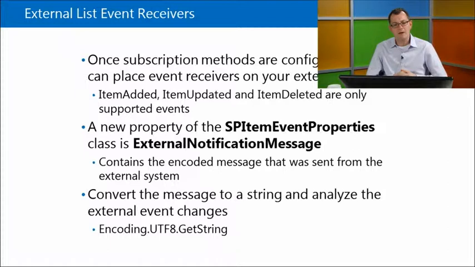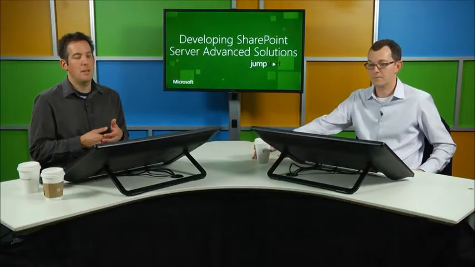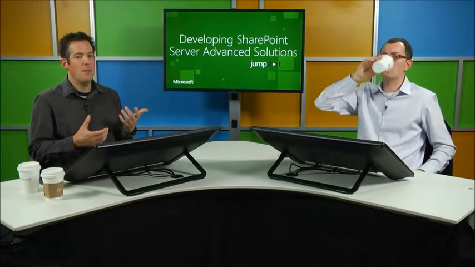So we've talked about how we subscribe and how we get notifications from the external system. And now I want to talk about the standard item added, item updated, and item deleted event receivers that we're used to calling on the SPList object in the API. Exactly, yeah. So what this allows you to do is get event receivers with an app.